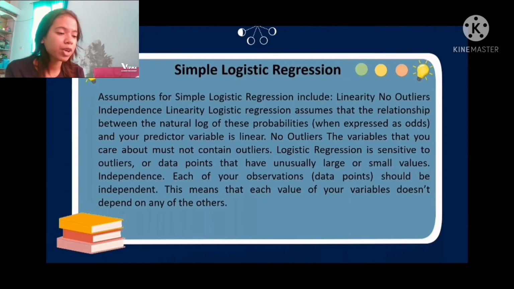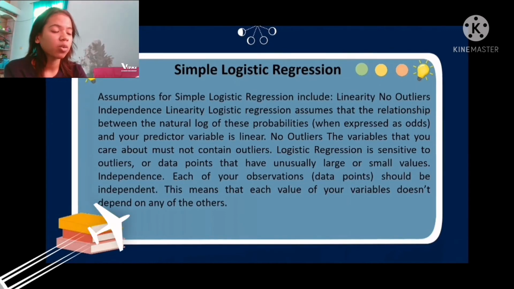Then, independence. Each of the data points should be independent. This means that each value of your variables doesn't depend on any of the others. This assumption is usually violated when there are multiple data points over time from the same unit of observation, because the data points from the same unit of observation are likely to be related or affect one another.